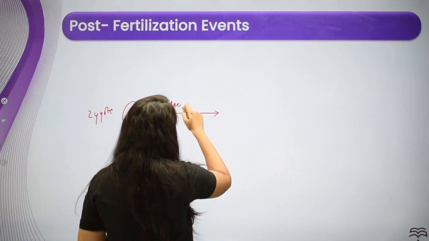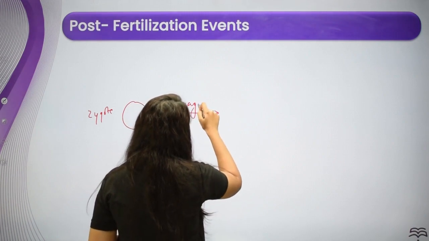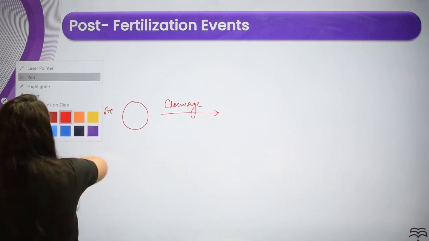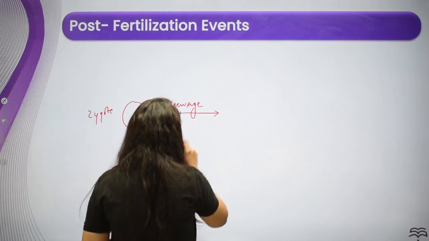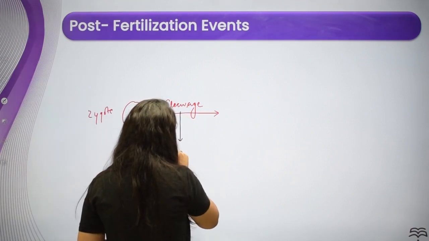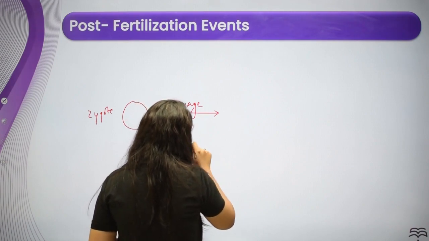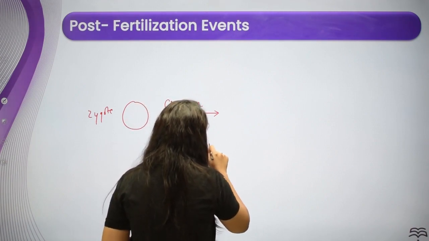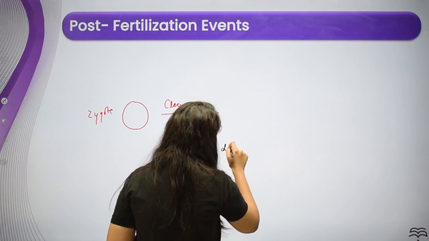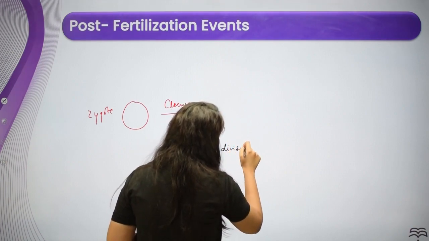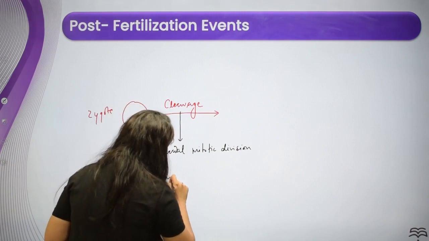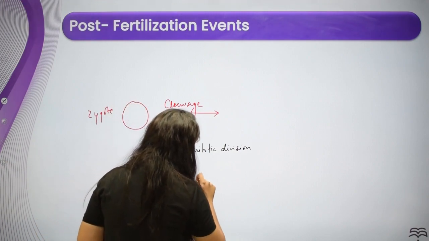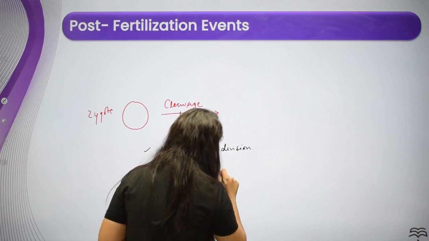And what is the term that we use for that? We use the term cleavage. Okay? So, what is this cleavage? It is a special mitotic division. And here what is happening? Here the number of the cells is going to increase.